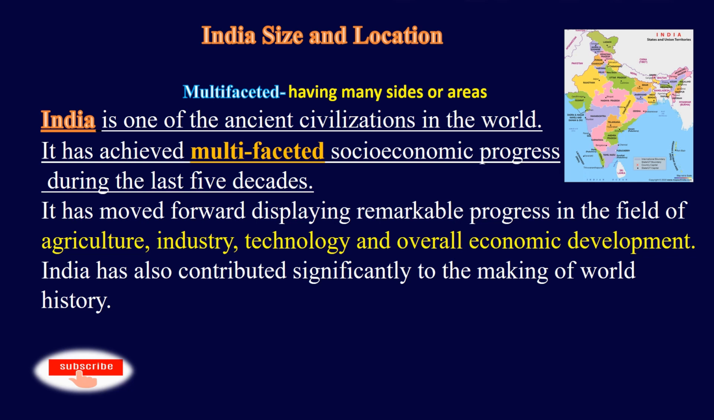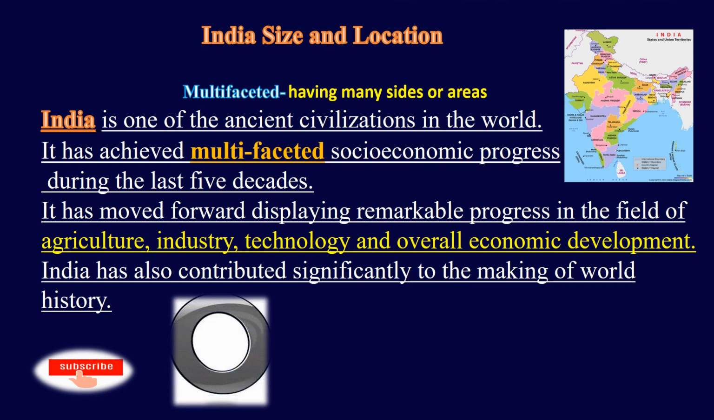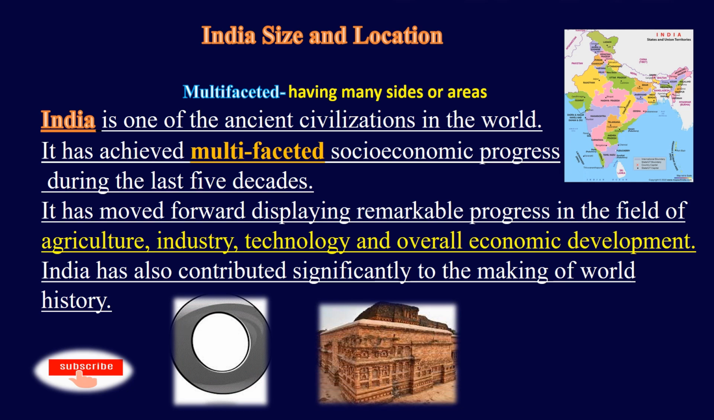During the last 50 years, India has achieved social and economic progress in all areas: agriculture, industries, technology, and overall economic development. India has achieved very good progress in all the areas. India has also contributed significantly to the making of the world history. Like Indians were the first to use the zero in arithmetic operations, and the world's first known university, Takshila, established in 700 BC in India. So India has contributed significantly to the making of world history.